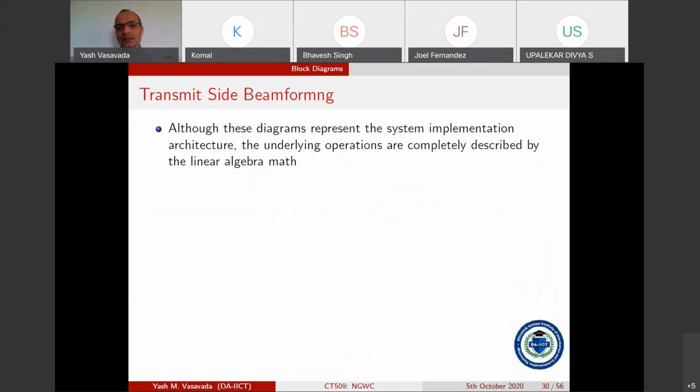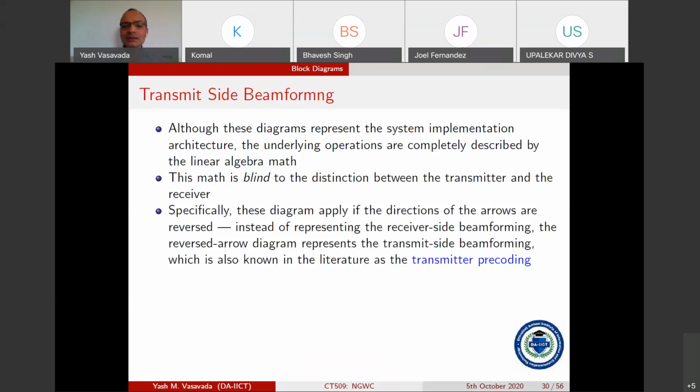And so what we can say is that although we have been looking at this beamforming from a receiver perspective, it actually turns out that these diagrams and even the math completely capture what we need to do for transmit side beamforming. Ultimately it boils down to the algebra, and that symbolic math doesn't know what is transmitter and what is receiver. So what we did here can be directly applied when the base station is doing the beamforming while it is transmitting.